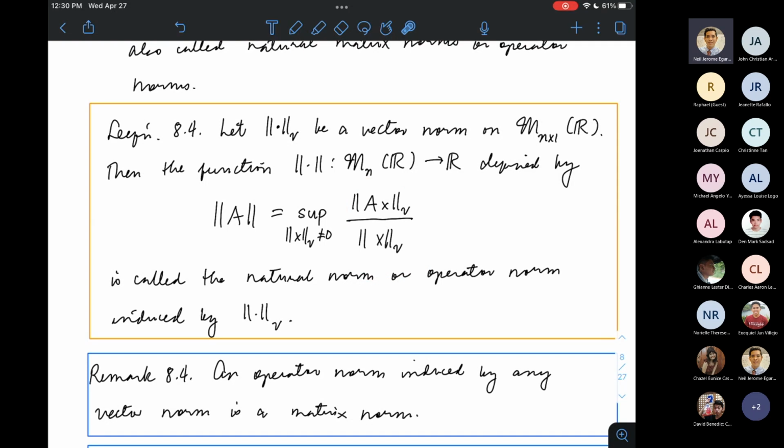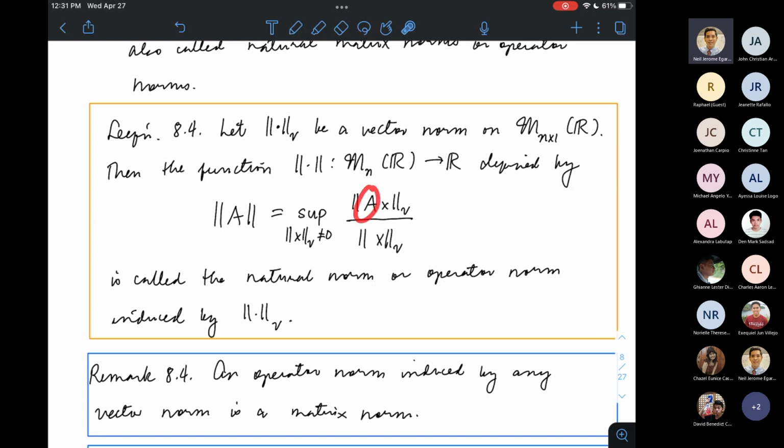Okay? Yung supremum na yon, yun yung i-assign natin to be the measure for the matrix A. And we call that measure for the matrix A natural norm or an operator norm induced by a vector norm. So kung meron ka ng measure para sa isang vector, all right? Para sa isang vector space, pwede mong sukatin yung magnitude ng matrix A by looking at its action on the vector space.